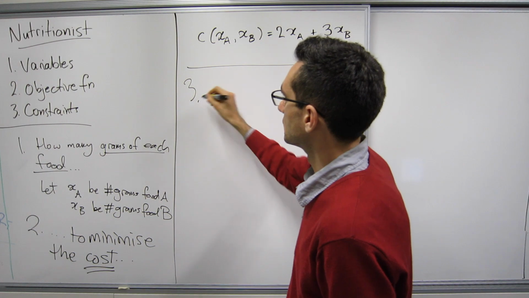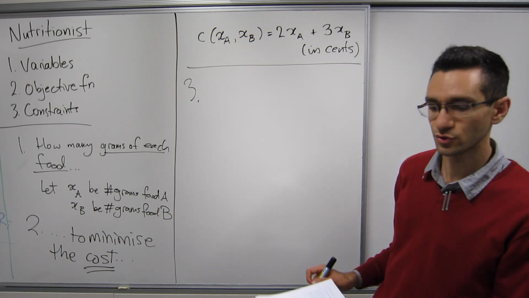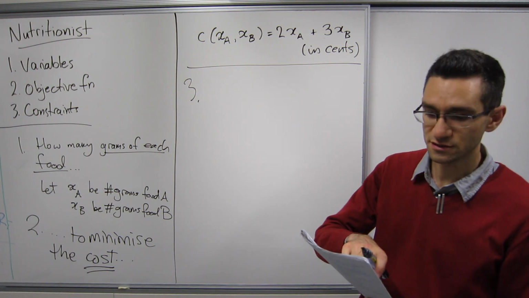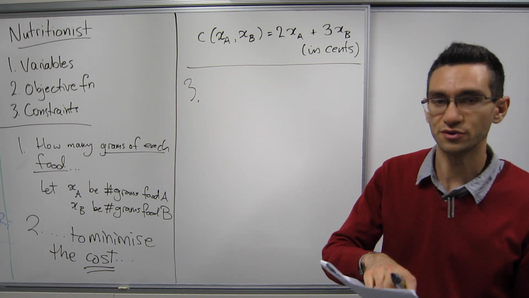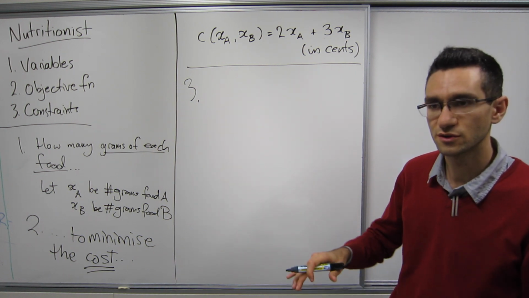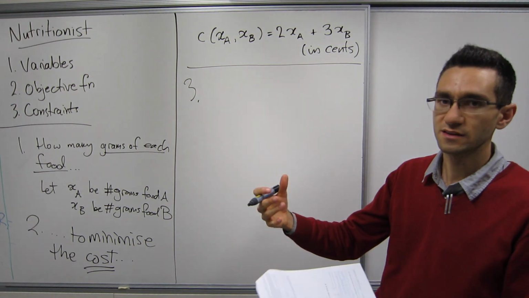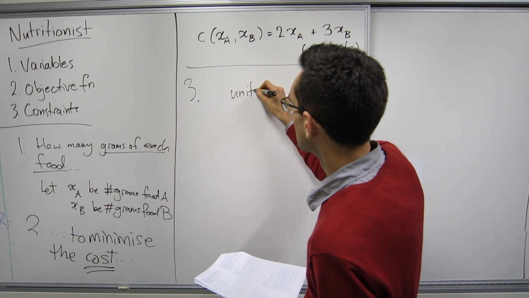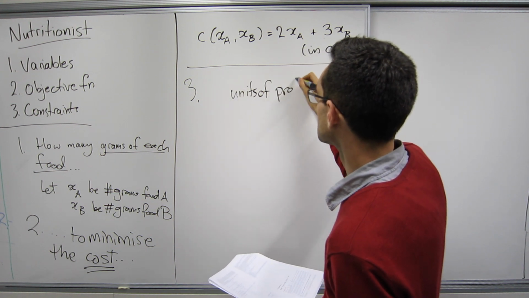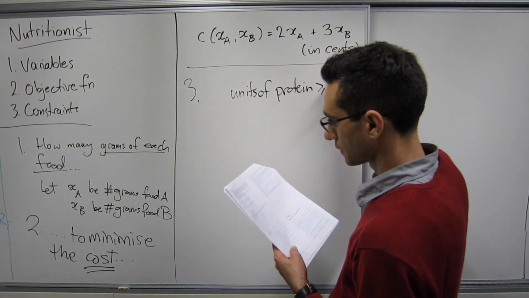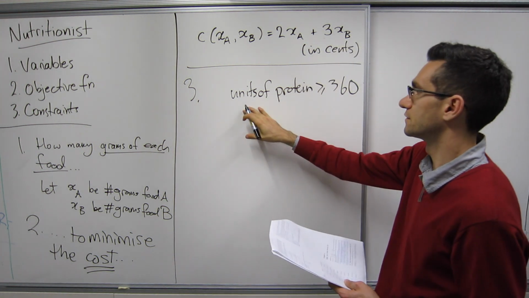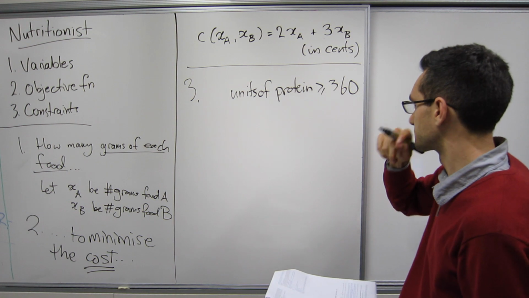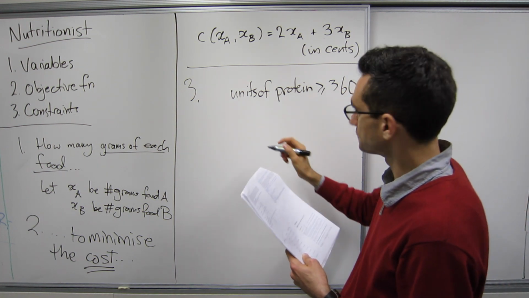So the constraints. If we look through the problem, we find that the nutritionist wants the meal to provide at least 360 units of protein. So that's one constraint, because it's at least, it's going to be greater than or equal to 360. So units of protein has to be bigger than 360. And the units of protein will be a function of how many grams of each food, but we can figure that out next.